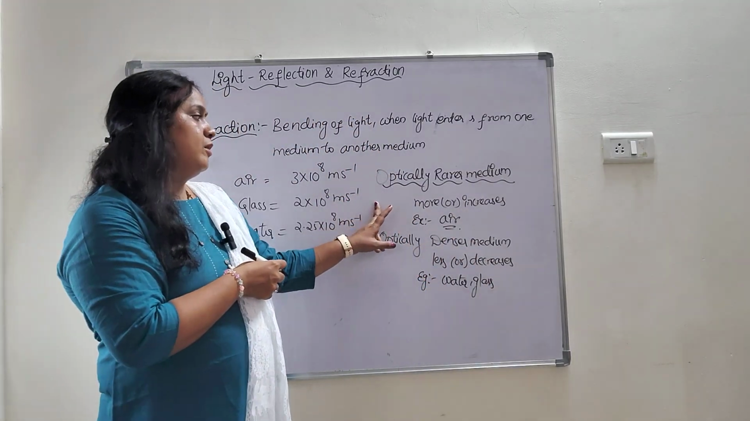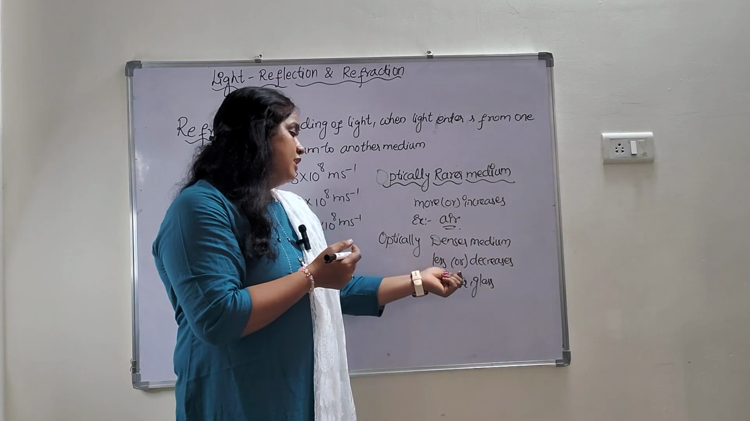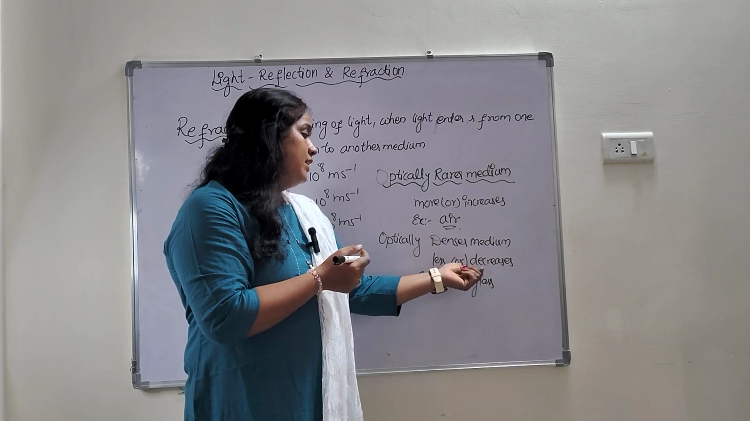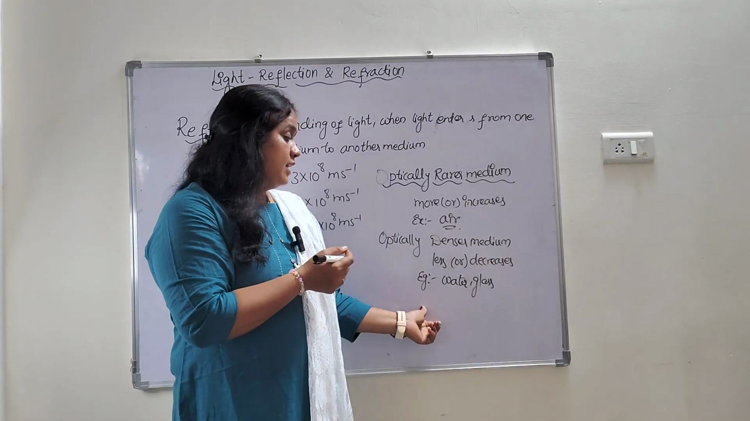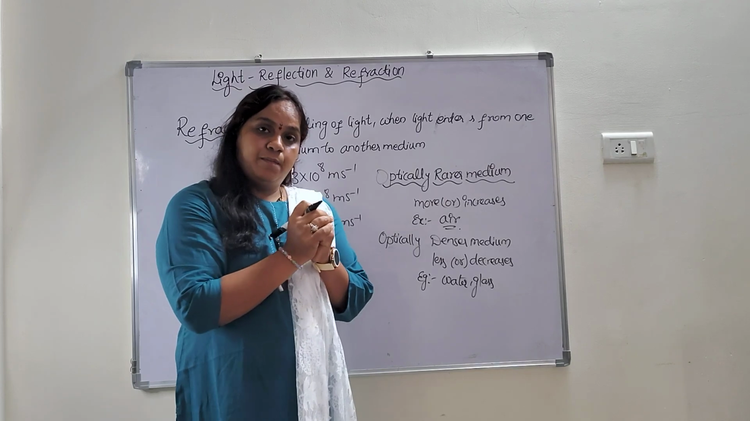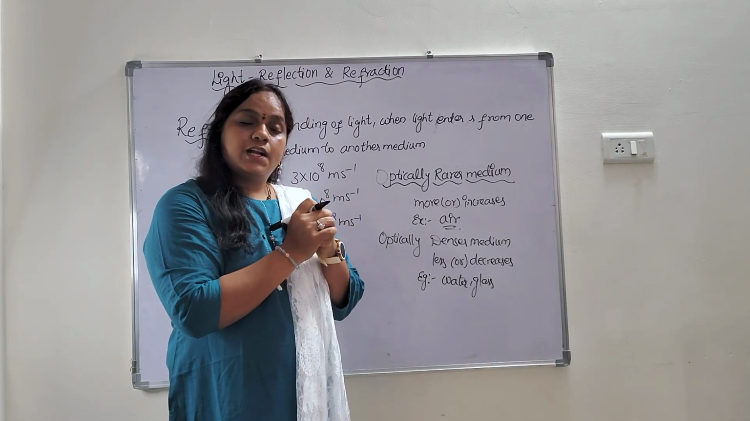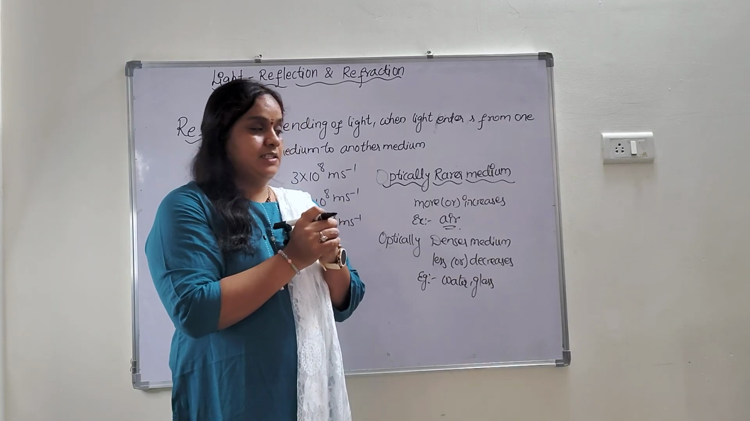So optically rarer medium means the speed of light will be more or increases. Optically denser medium means the speed of light will be less or decreases. Example, water or glass. In water or glass, the particles are closely packed, that means dense. So that's the reason the speed of light will be less.